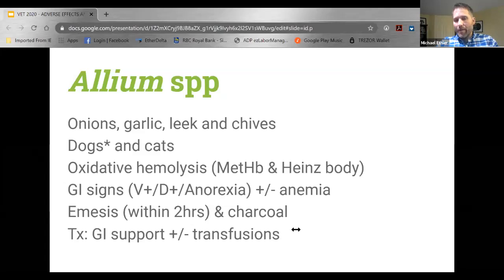Emesis is recommended within the first 2 hours of exposure, and charcoal as well, again, to just reduce absorption of these products and therefore reduce the ultimate endpoint for the patients. But again, prognosis is going to be quite good even if transfusions are required. Next slide.